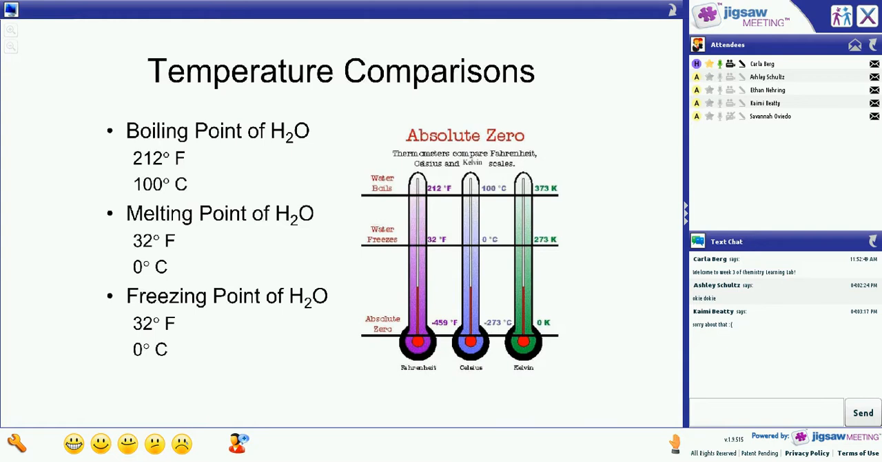And if you look at absolute zero, that's when the Kelvin scale is at 0. So that means the Celsius is negative 273 degrees Celsius and negative 459 degrees Celsius. Go ahead, Ethan.